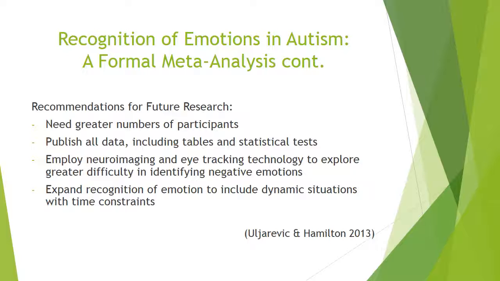In their meta-analysis, Uljarevic and Hamilton, 2013, found that some of the studies have methodological weaknesses that we've learned about and seen before, such as small sample sizes, a need to publish all the data, a need to incorporate technology like functional MRIs, and the need to expand the recognition of emotion to include dynamic situations. So while deficits in emotion recognition might seem clear to the practitioner, the research is recent.